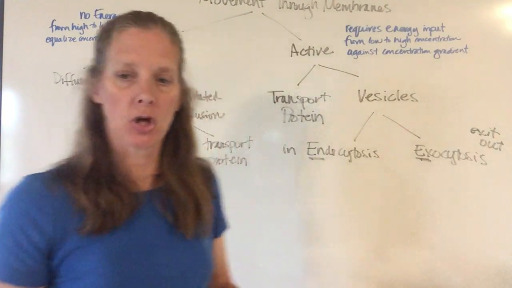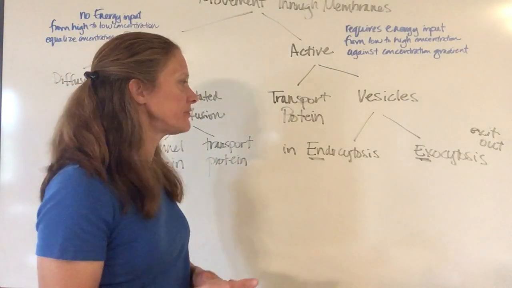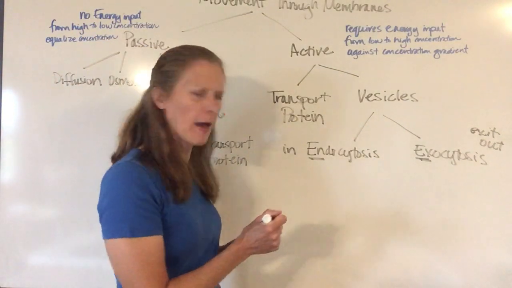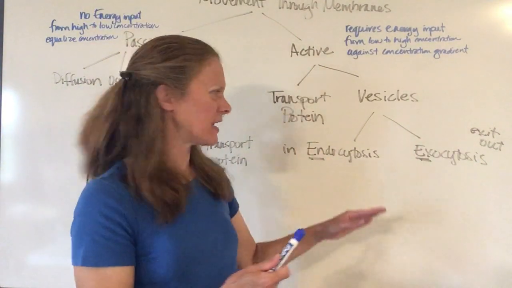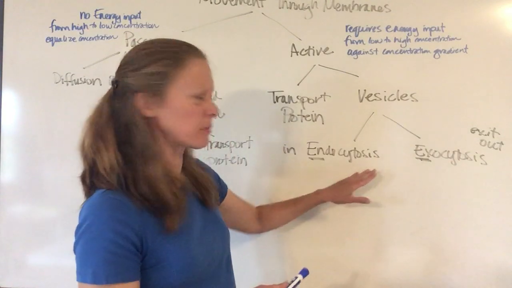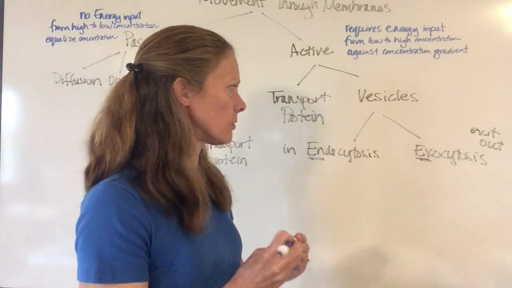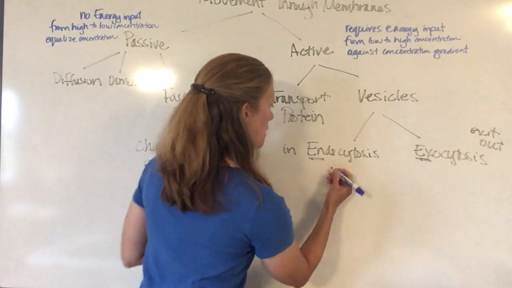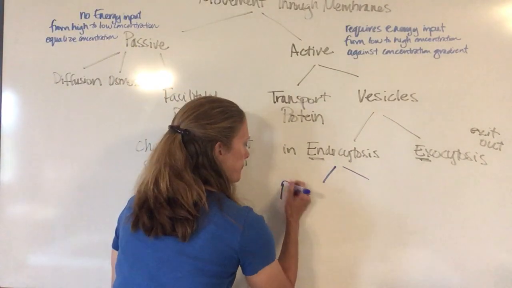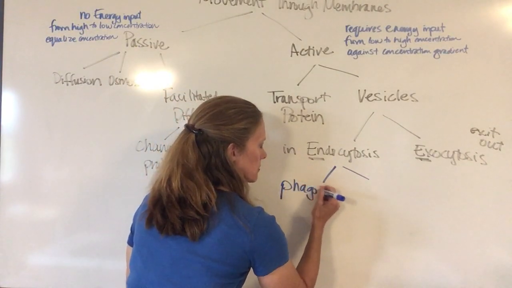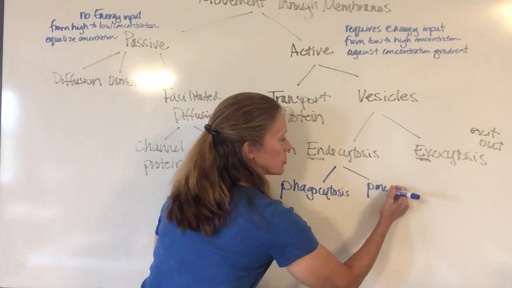So if I think specifically of endocytosis, there are a couple of different types of endocytosis, and I'm going to do this in blue, not because the color means anything, but because I think my black's getting a little bit faint, and I want you to be able to read this. So again, the color doesn't mean anything. So endocytosis can be either phagocytosis, or it can be pinocytosis.